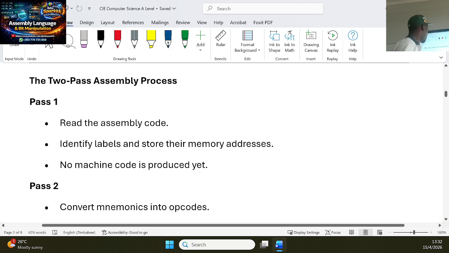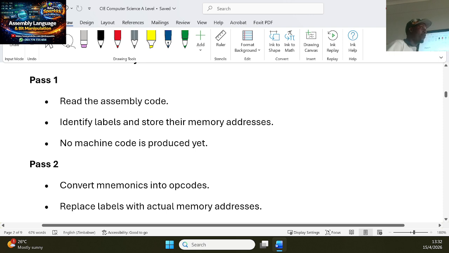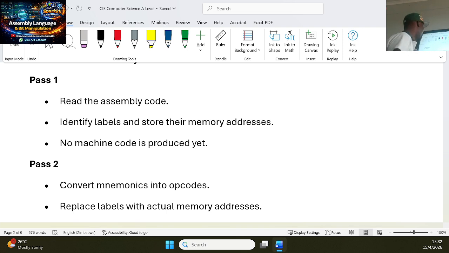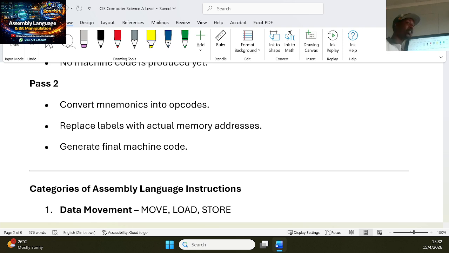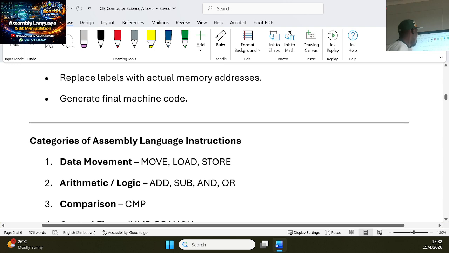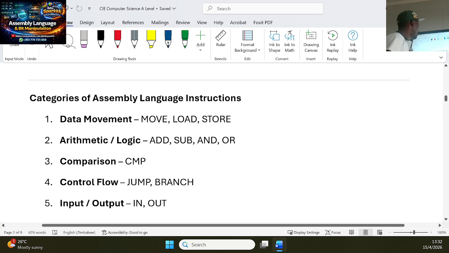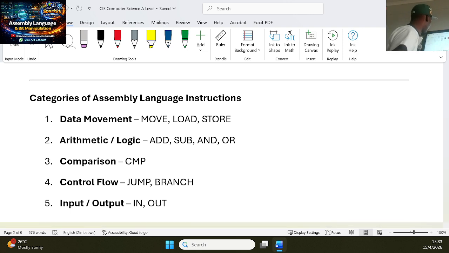Now we have the two-pass assembly process where we've got step one, where we read assembly code, identify labels, and store their memory addresses. In this pass, no machine code is produced. But then in the second pass, we have conversion of mnemonics into opcodes. We also replace labels with actual memory addresses. Then we generate final machine code. So when we are moving from assembly to machine code, it involves these two passes.